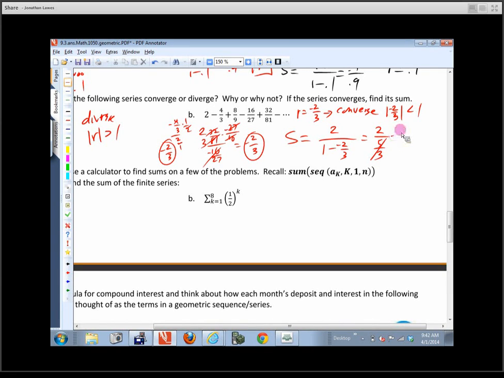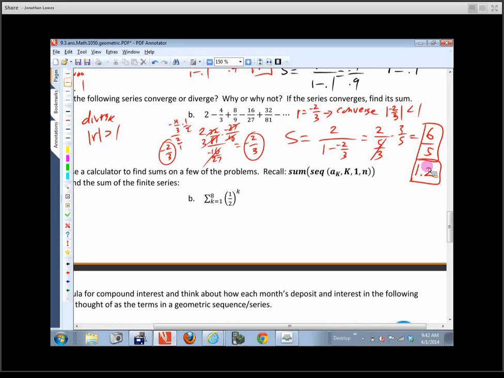Flip that over. So that's going to be 3/5. So my answer here is 6/5. Now somebody do me a favor. Type that into your calculator if you need to. 6 divided by 5, what do you get? 1.2. Okay? So as a decimal, it's 1.2. As a fraction, it's 6/5. Okay, are there any questions?